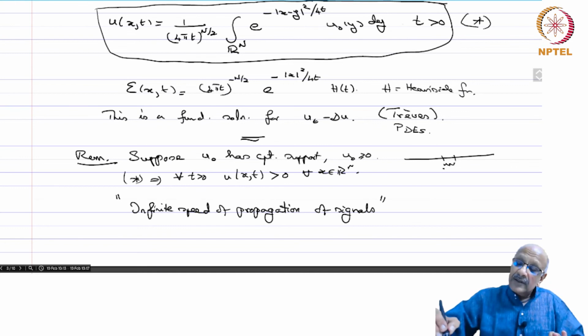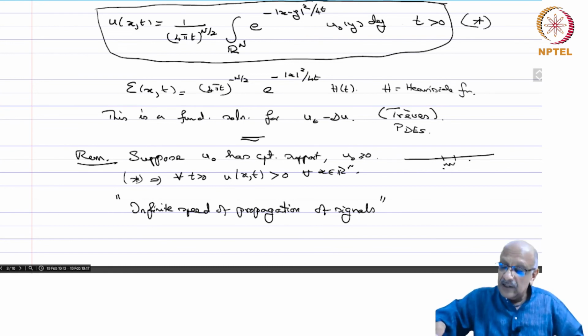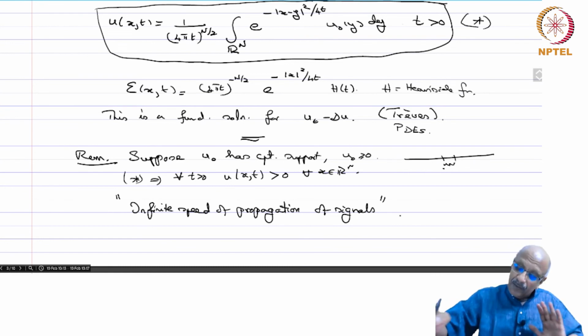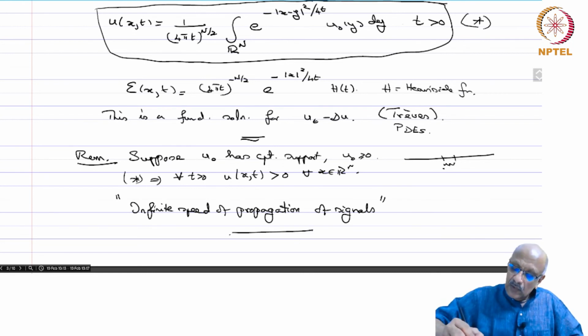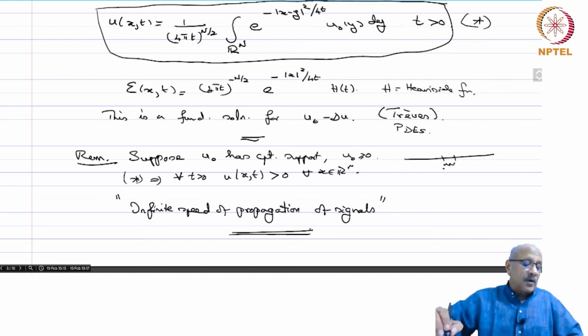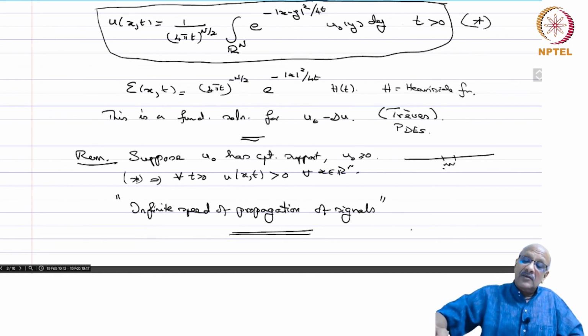But in the case of the heat operator, the moment you have heating, instantaneously for every positive time you can feel the heat everywhere. Of course not very hot, but still you can feel it. Okay, so now we will continue with the Fourier transform and how one can generalize it to other classes of functions.